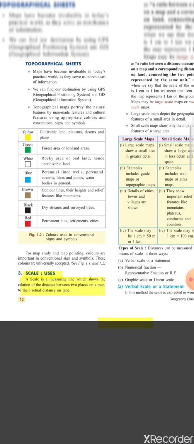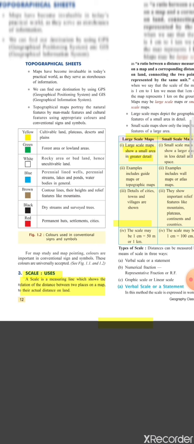Third topic is scales and their uses. A scale is a measuring line which shows the relation of the distance between two places on a map to their actual distance on land. There are basically two types of scale maps. First one is large scale map, second one is small scale map. So what are large scale maps? Large scale maps show a small area in greater detail.